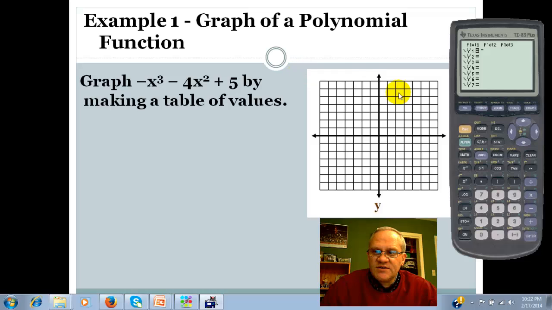I'm going to type in negative x to the third. So I typed in the negative sign there already. X raised to the third power minus 4x squared, so minus 4x squared plus 5. So I've typed that into my calculator there. And remember, if we want to see the table of values, hit second function and then graph, so that gives you the table.